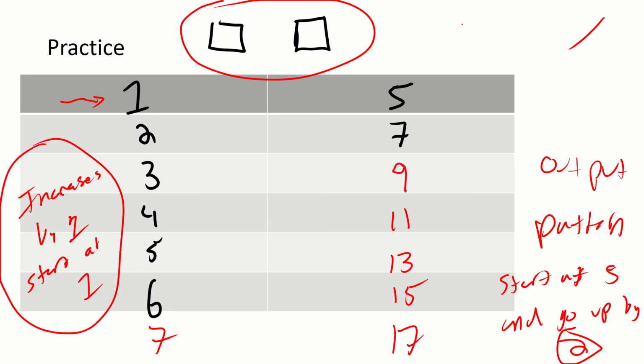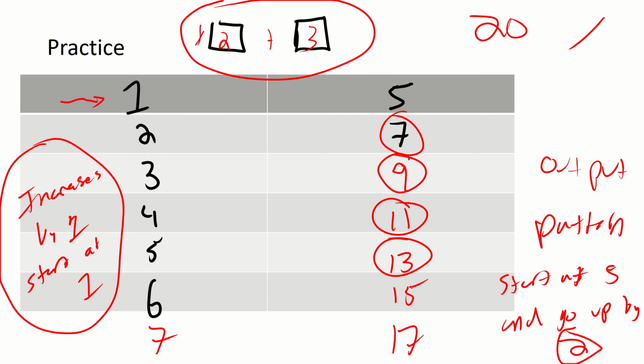If I said for 20, let's figure this out, because now we can do this. We need to see it's going up by 2, so I'm going to guess that it's multiply by 2. 1 times 2 is 2. And now you're going to add 3. Let's try that out. 2 times 2 is 4, plus 3 is 7. 3 times 2 plus 3 is 9. 4 times 2 plus 3 is 11. 5 times 2 plus 3 is 13. 6 times 2 plus 3 is 15. And 7 times 2 plus 3 is 17.